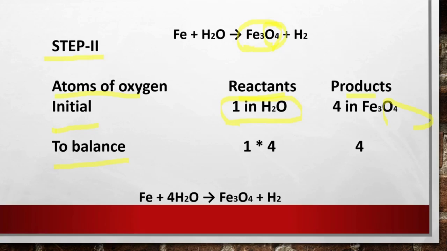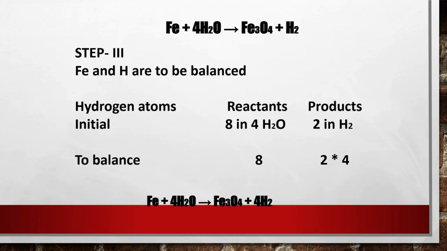Now let's see how many atoms are required to balance. So there are 4 atoms on the product side and only 1 on reactant side. So what we will do? We will multiply this with 4. And this is how the reaction will now appear: Fe plus 4 water gives Fe3O4 plus hydrogen. So now the oxygen is balanced. So let's move on to the next step.